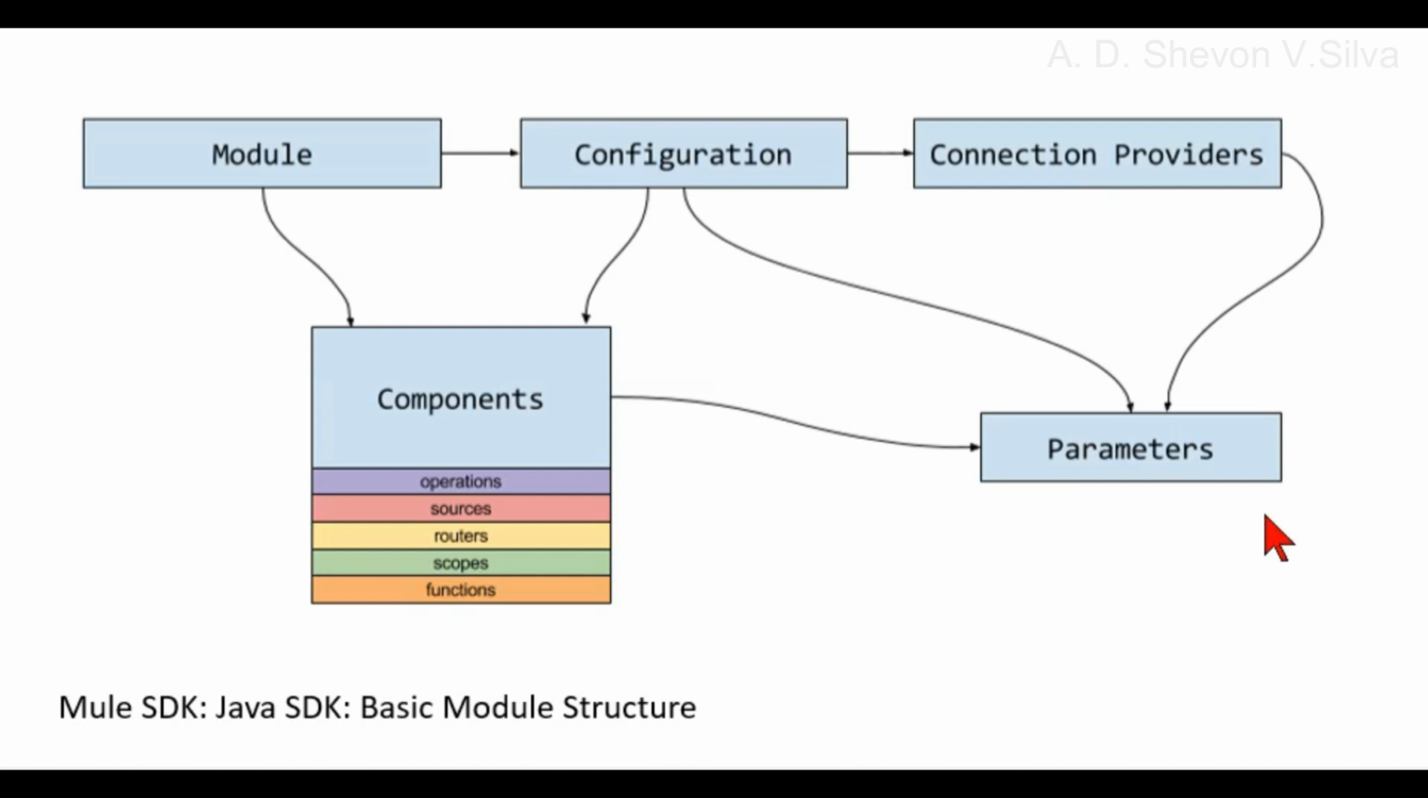Parameters are the most granular elements on the module model, and they are used in all these elements: operations, sources, configurations, connection providers. They represent a configurable element that accepts values for an element to execute, or they hold the configured values. Other elements, the module can have other element types, for example routers, scopes, functions or errors. The ones described here are the core elements that most modules are likely going to have.